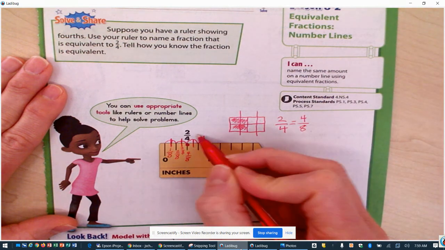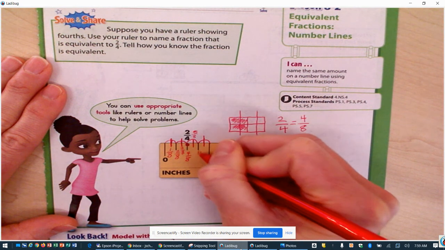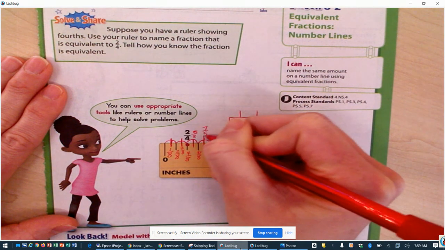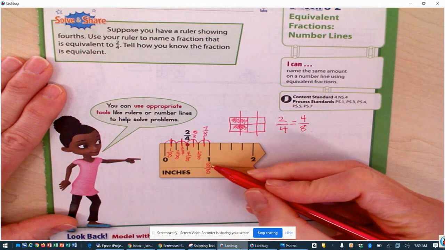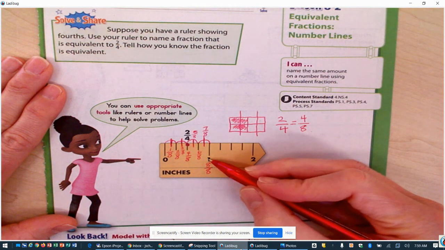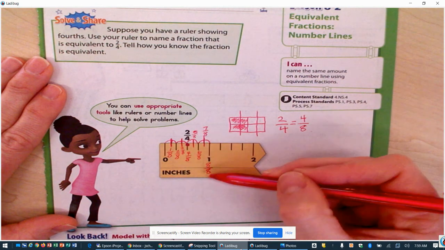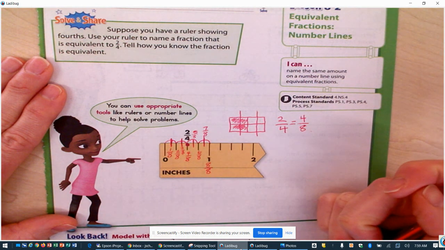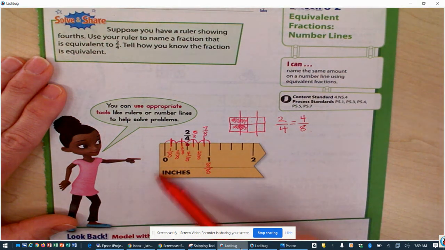And then I would have, I'm going to write it up here, 5/8, and then 6/8, and then 7/8, and at the inch mark would be 8/8, which makes sense because anytime our numerator and denominator match, it equals 1 whole, and in this case, 1 whole inch. Okay? So when they ask us to find an equivalent fraction today, they're going to be looking at a number line, and that's why they're showing you a ruler, because a ruler is a sort of number line.